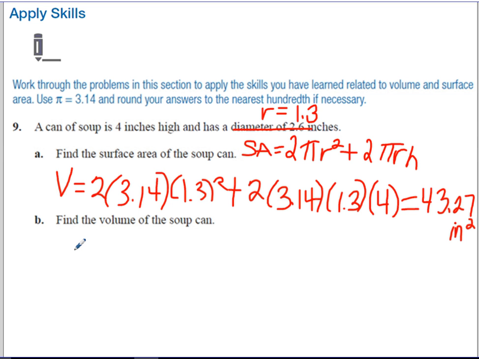Now the volume, oh, why did I put V there? I'm sorry, I probably confused you. With that, we just need to change SA up front for surface area for part A. So for part B, now we have our volume. And remember, our volume is the area of the base times the height, so pi r squared h.